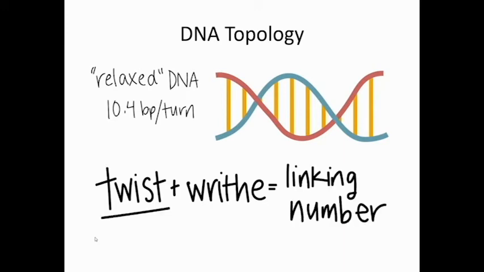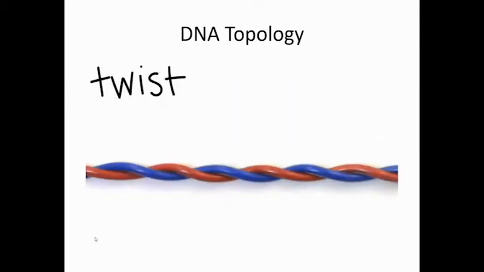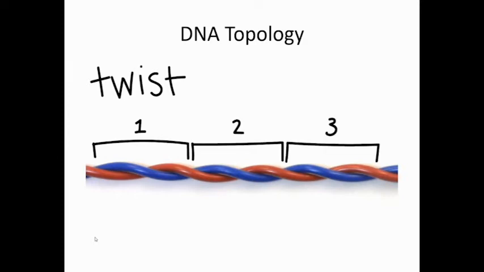The twist is described as the number of helical turns of one strand about the other, and can be measured by counting how many times one strand wraps completely around the other. For example, this relaxed linear DNA has a twist of 1, 2, 3. There is 0 writhe in this example.